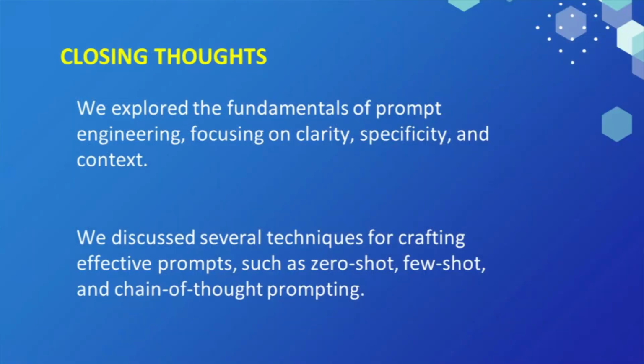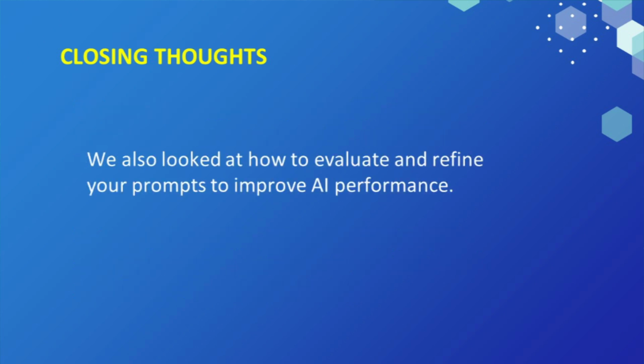To wrap up, let's review what we have learned. We explored the fundamentals of prompt engineering, focusing on clarity, specificity, and context. We discussed several techniques for crafting effective prompts, such as zero-shot, few-shot, and chain-of-thought prompting. We also looked at how to evaluate and refine your prompts to improve AI performance.